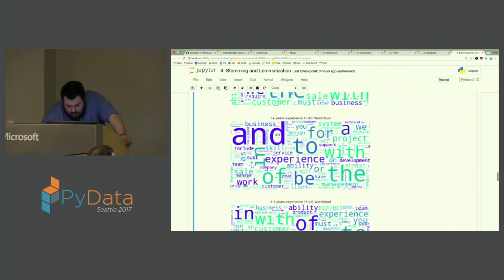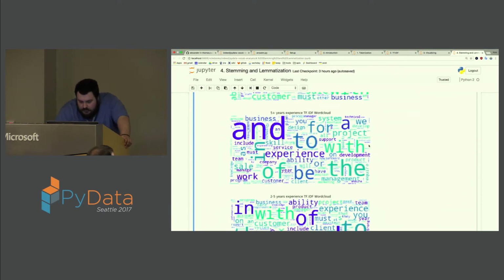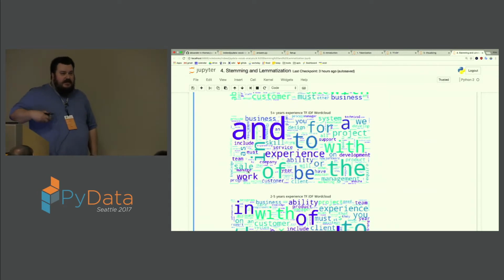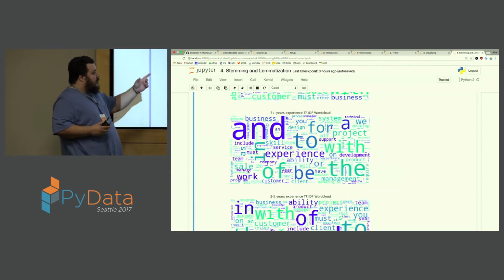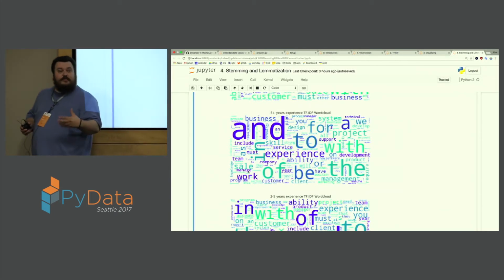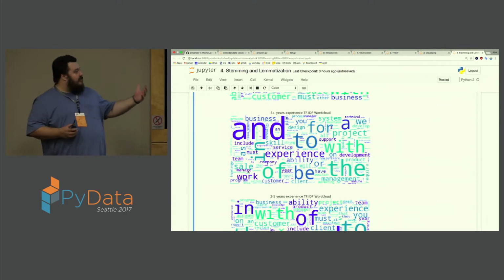Let's see. So does anyone see, okay, so we have manager here. We have management. Or we might have manage, and here we have manage. So stemming, as I said, is a little bit more aggressive. It will remove the derivational suffixes. So management is a derivation from manage, right? Manager is a derivation from manage.